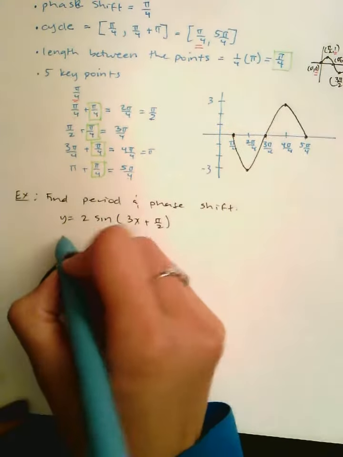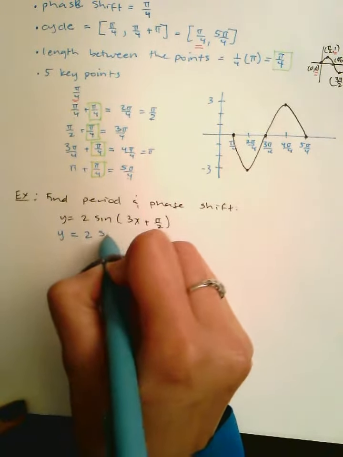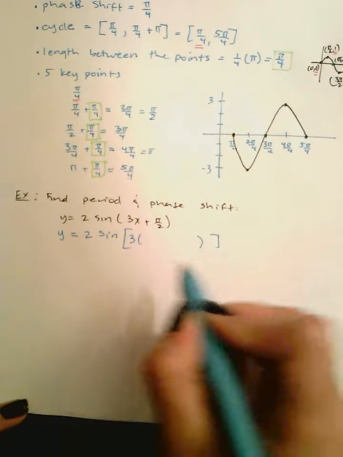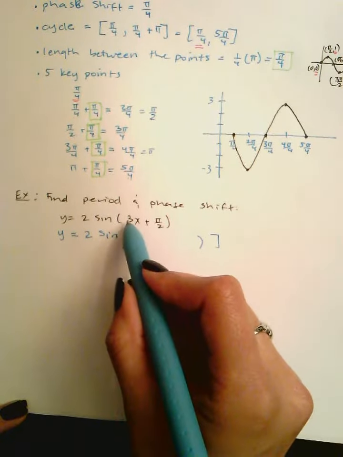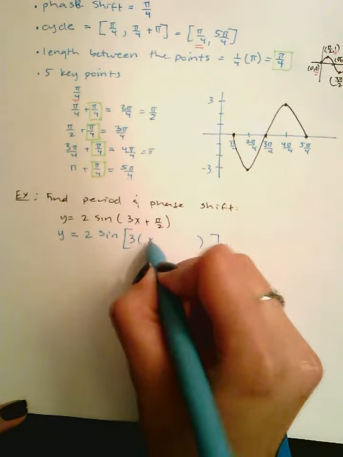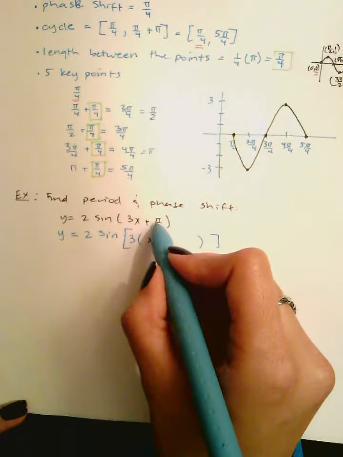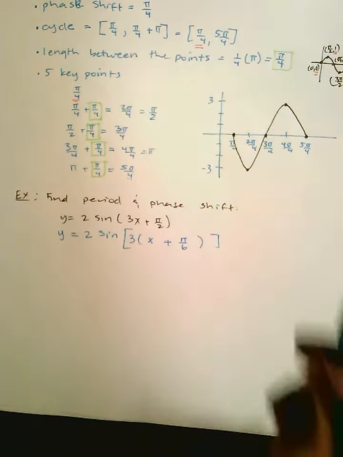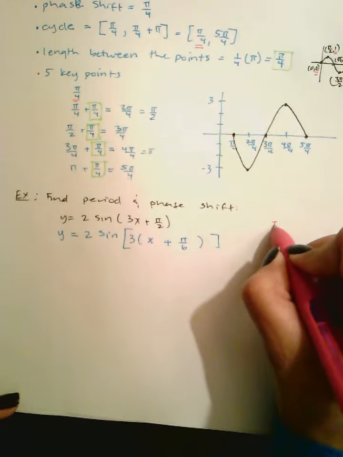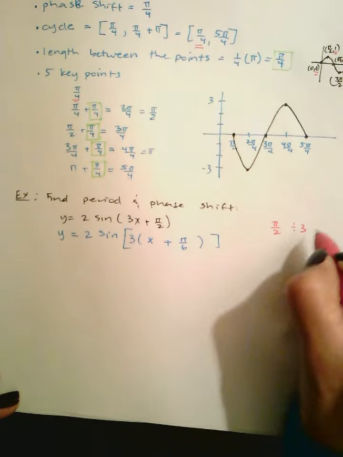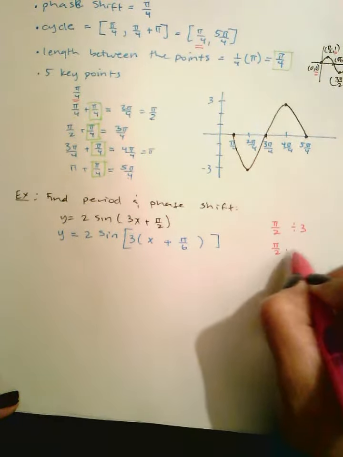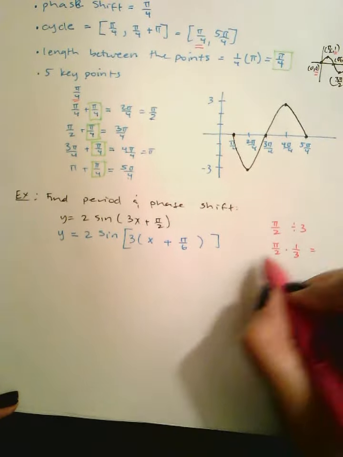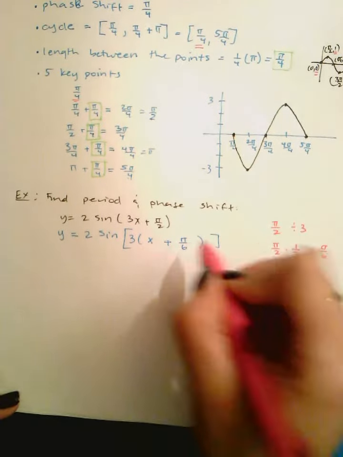So this becomes y equals 2 times sine, and again, I'm going to factor out a 3. When I factor out a 3, it's the same thing as dividing out by 3. 3x divided by 3 gives me just the x. And then pi over 2 divided by 3 is going to give me pi over 6. As a side note, pi over 2 divided by 3 is the same thing as pi over 2 times 1/3, times the reciprocal, which is equal to pi over 6. So that's where I got this pi over 6 from.